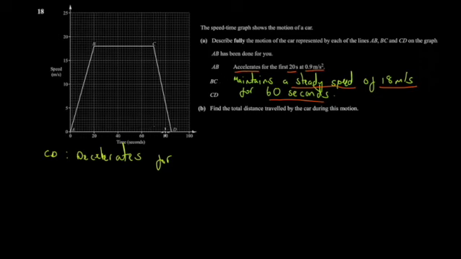So this must mean that each box is worth 2. From 72 to 80, each box is worth 2. So this would be 82, this one would be 84. So you'd be thinking deceleration from here to here. Obviously this one would be 10, then 12, 14. So for 14 seconds.